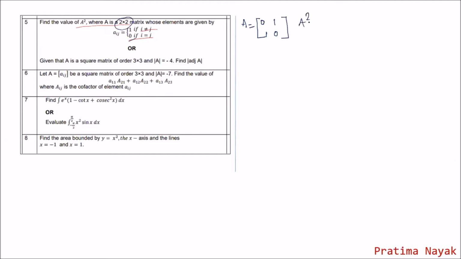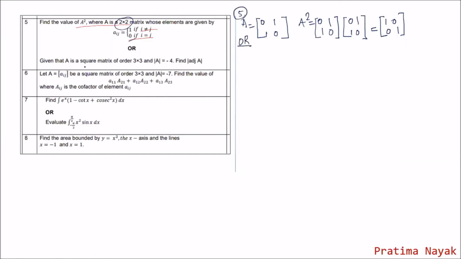Now you get A square. A square you can get by multiplying A and A. 0, 1, 1, 0 multiplied by 0, 1, 1, 0. So you will get 1, 0, 0, 1. Now coming to OR. So this is question number 5, first part, OR.